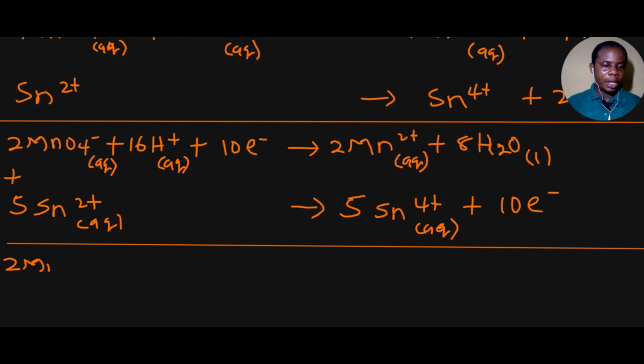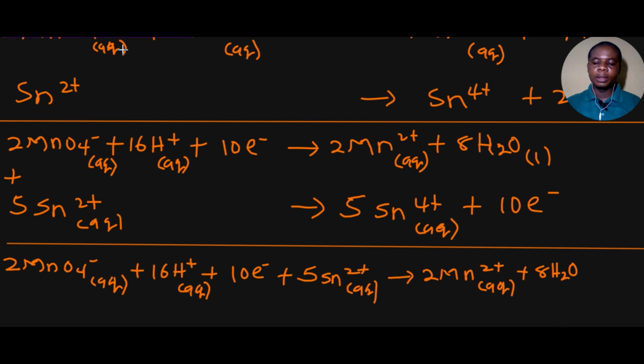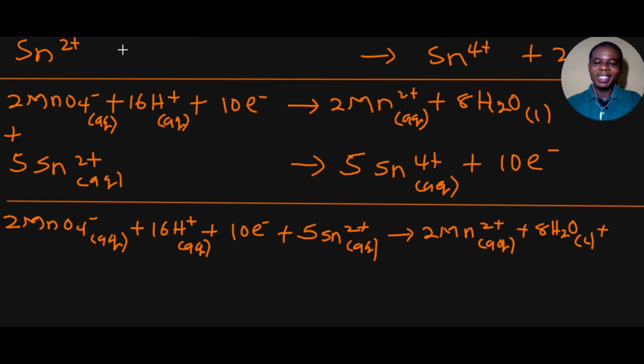That will be 2MnO4- aqueous plus 16 hydrogen ion aqueous plus 10 electrons plus 5 Sn2+, which is aqueous still, to give 2Mn2+, which is aqueous, plus 8 water molecule, which is liquid, plus 5 Sn4+ plus 10 electrons. So you get to know that the electrons will cancel out.